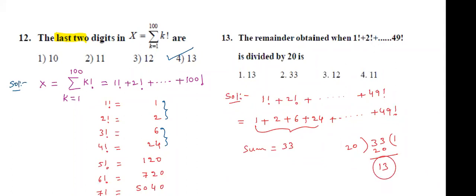If you want, take another value, no problem. After 24, what will come? 120. 120 plus 33, 153. 153 divided by 20: 7 twenties are 140. What is the remainder? 13 only. So here I have taken up to 5 factorial, and I got the same remainder. Take 6 factorial, 7 factorial, 8 factorial, whatever it may be, you will get the same answer. Okay.